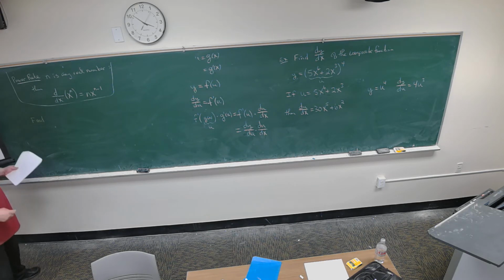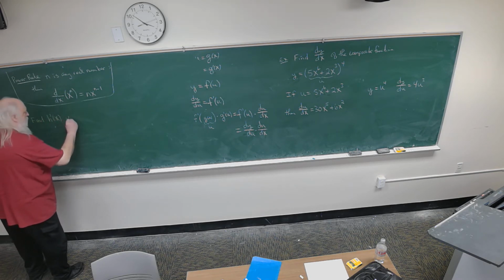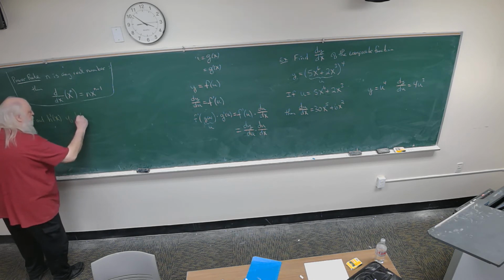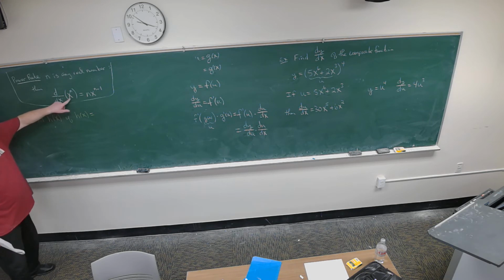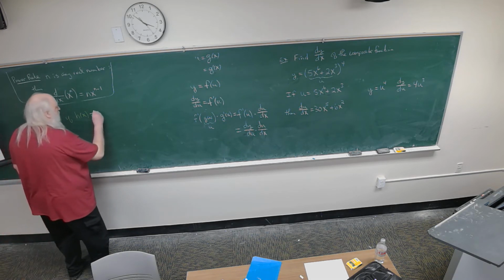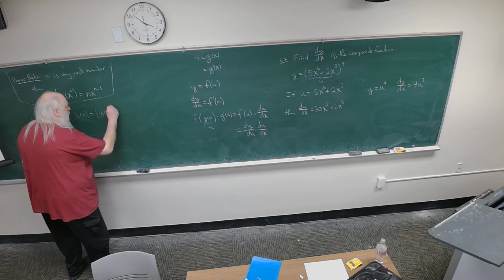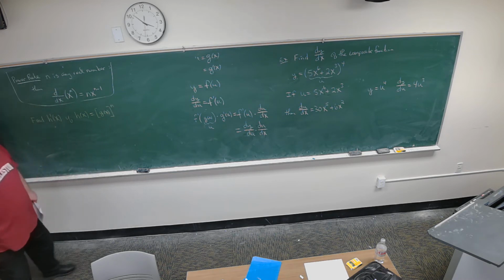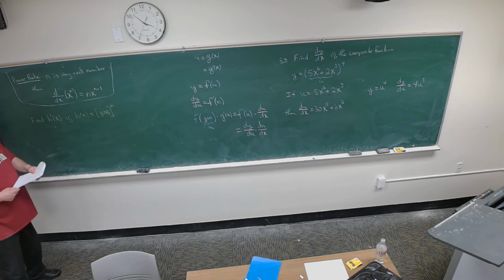Okay. So we're going to find h prime of x if h of x is equal to, now instead of x to the nth power, we're going to have a function of x to the nth power. So we're going to have g of x raised to the nth power. Not x to the n, a function of x to the n power.